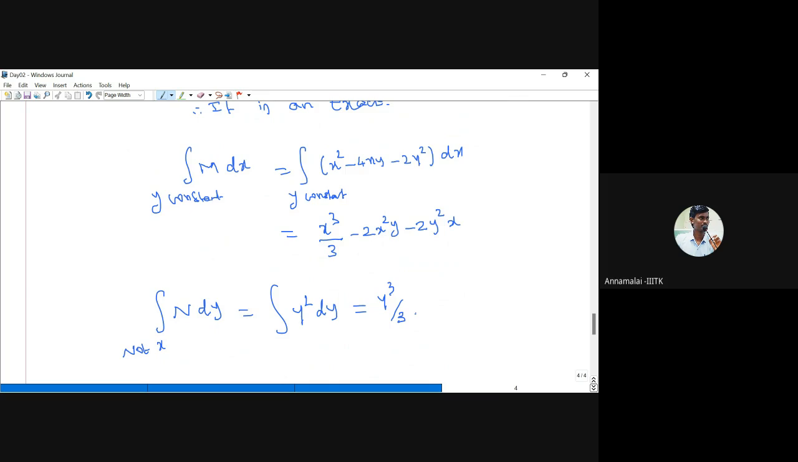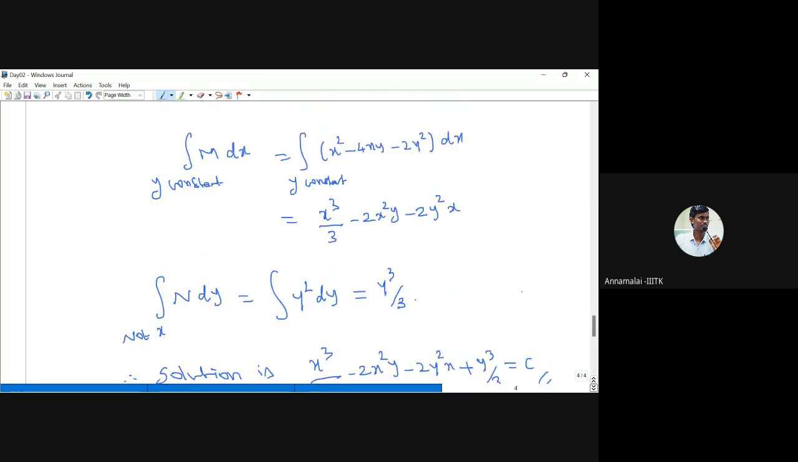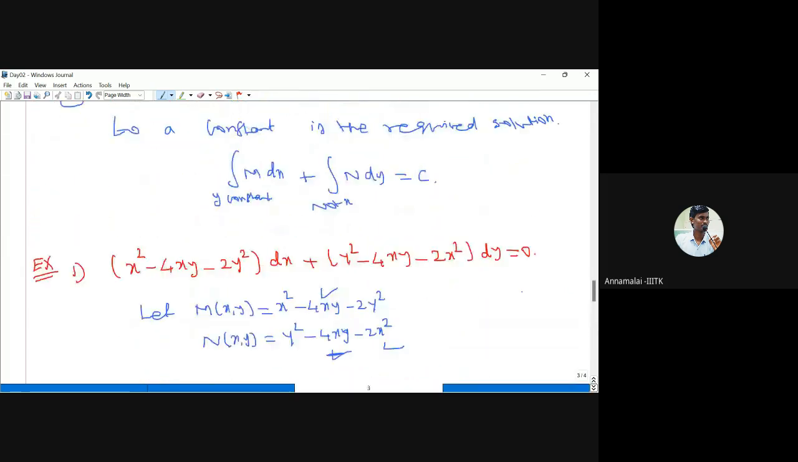Now sum these two and equate to a constant, that is the solution. Therefore, the solution is x cube by 3 minus 2x square y minus 2y square x plus the other term y cube by 3 equal to some constant c. So this is the solution. Any doubt in this? So if the equation is exact, then we know how to find the solution.